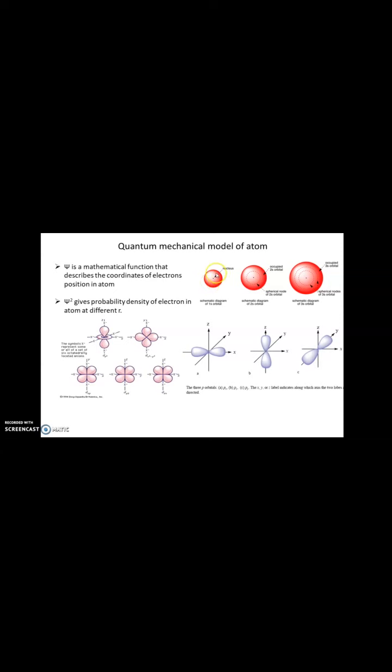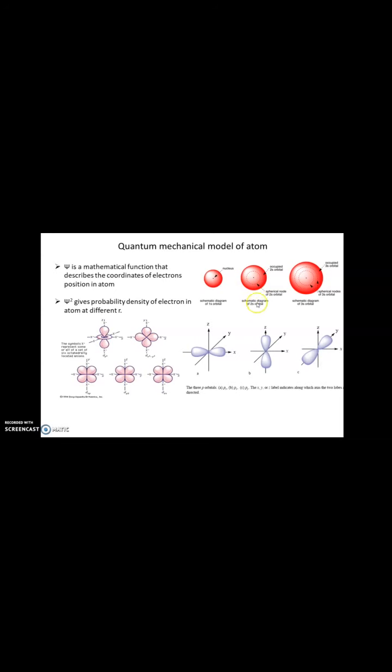Similarly, since the 1s orbital is the smallest orbital, it is the smallest sphere. The 2s orbital is a little larger, and the 3s orbital is much larger. Now in these orbitals, 2s and 3s, you will find one region where the probability of finding the electron is almost nil. That region where the probability of finding the electron is zero is called the node.